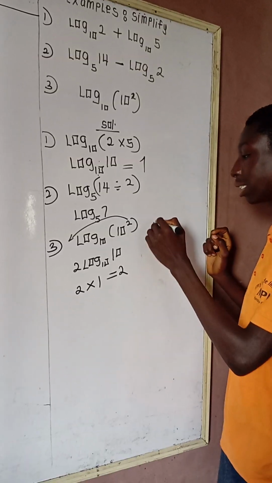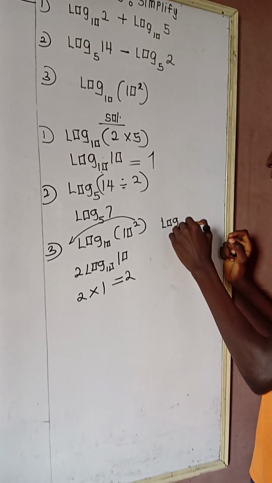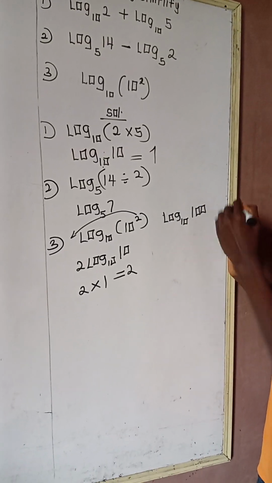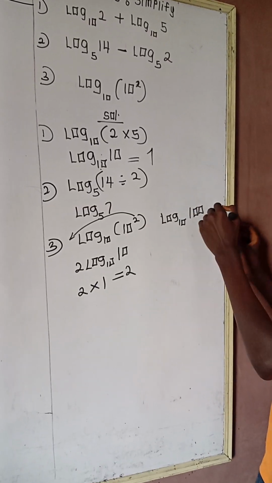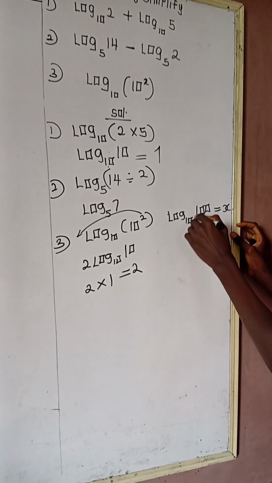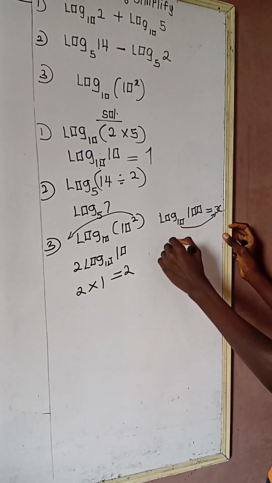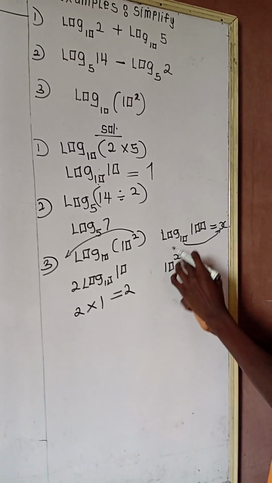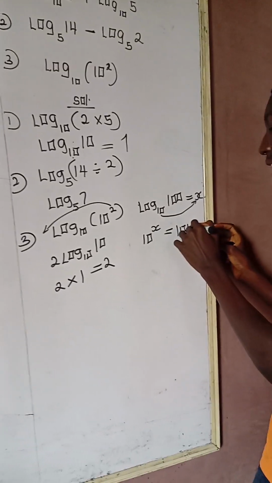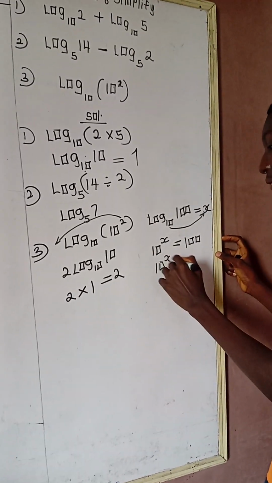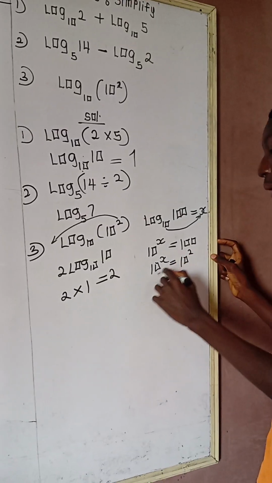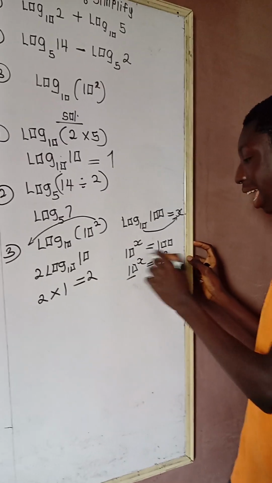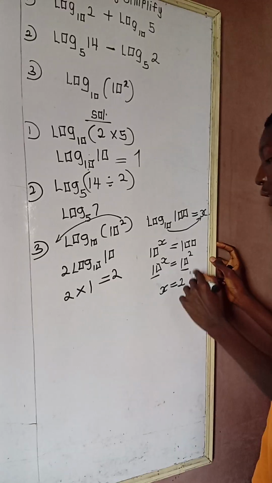Or you solve it the normal way by saying log 100 base 10. Because 10 power 2 is 100, you equate it to x. Then you say this 10 will go with this, that means 10 power x equals 100. Then if I simplify this, I'll have 10 power 2, so that they will have the same base. Then I'll say x is equal to 2. So there are two ways of solving it.